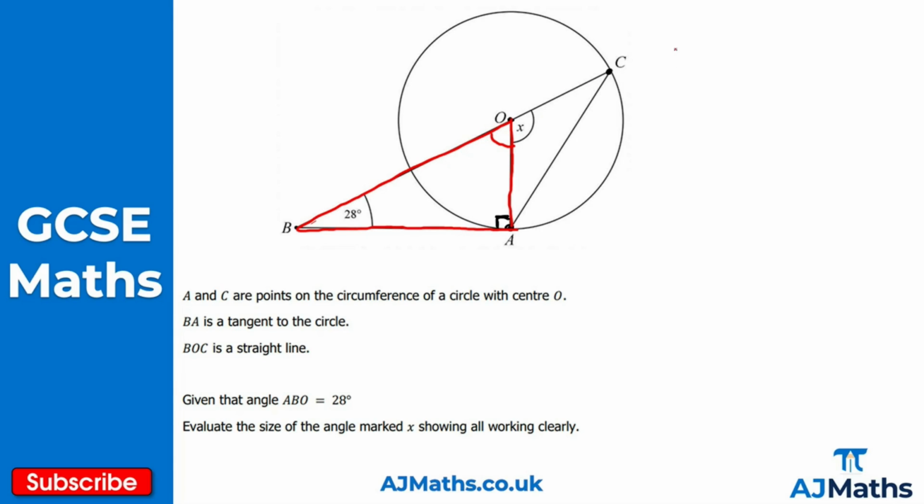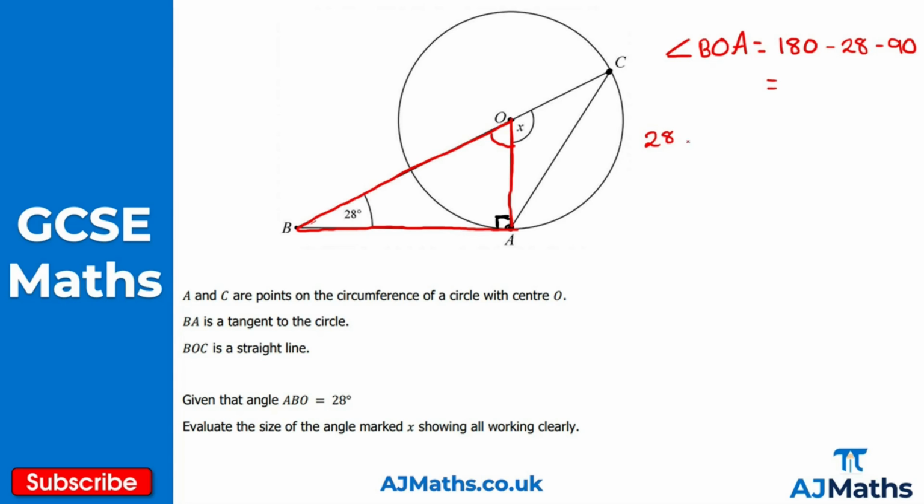So the angle BOA is going to be equal to 180, because that's the total of the angles in a triangle. If you add all the angles in a triangle, you get 180 degrees, minus 28. And remember, this angle here is 90 degrees, so minus 90. It's a right angle. So if I add these together, it might make it a little bit easier.